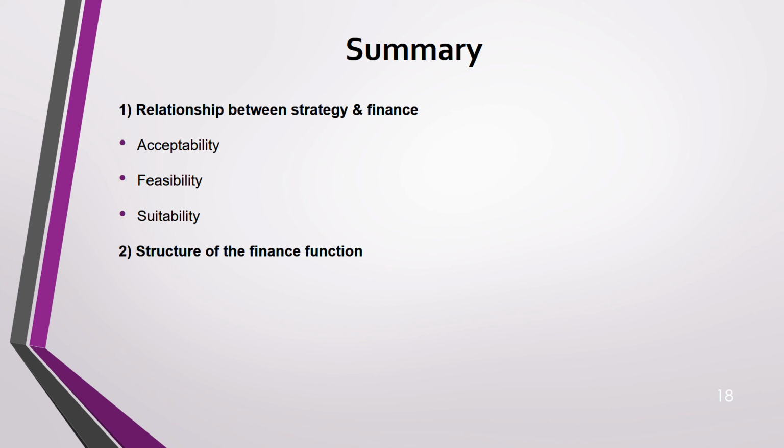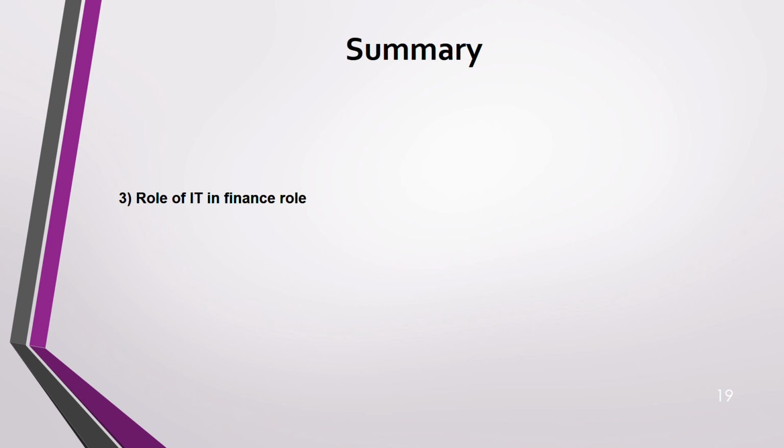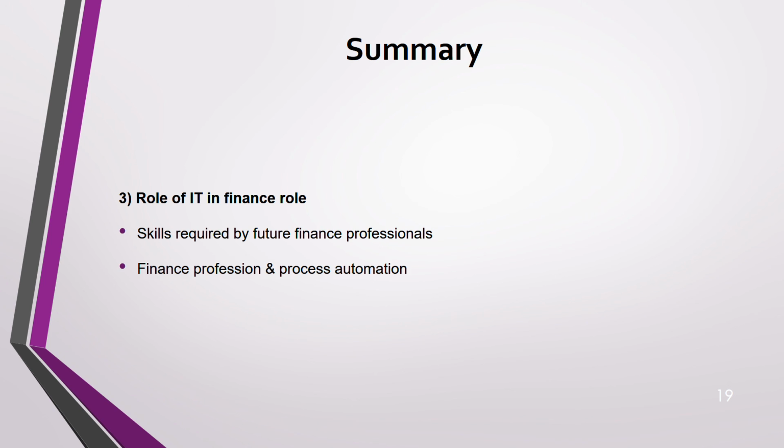Then the structure of the finance function. We went through the role of the finance professional. Then we said that you can outsource, you can be a business partner, or you can share the service. Then the role of IT comes into the picture. Because of the role of IT, the skills required changed. Some skills are now no longer required. And then comes the automation paradox, that you should not entirely rely on the system. Rather, the human and the machine should work hand in hand. They should collaborate and work together. So that's it for this lecture.